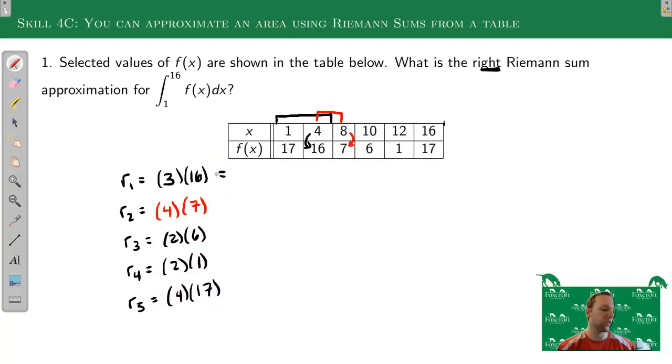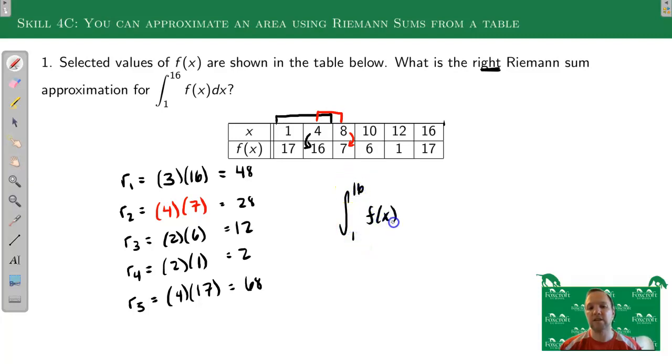So I'm just going to run through the calculator, do all these multiplications. 3 times 16 is 48. 4 times 7, probably could have done it in my head, but 2 times 6 is 12. 2 times 1 is 2. 4 times 17 is 68. And you just have all these different rectangles, and you're going to add these areas together to approximate my area. So let's see, 48 plus 28 plus 12 plus 2 plus 68. My final answer is 158.